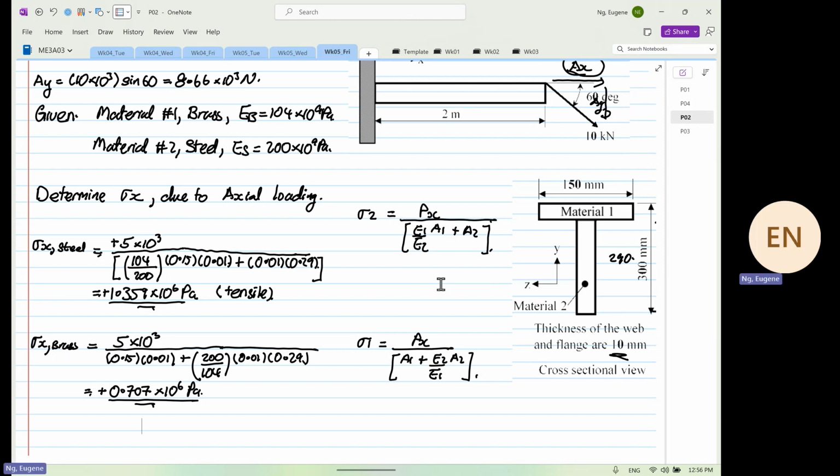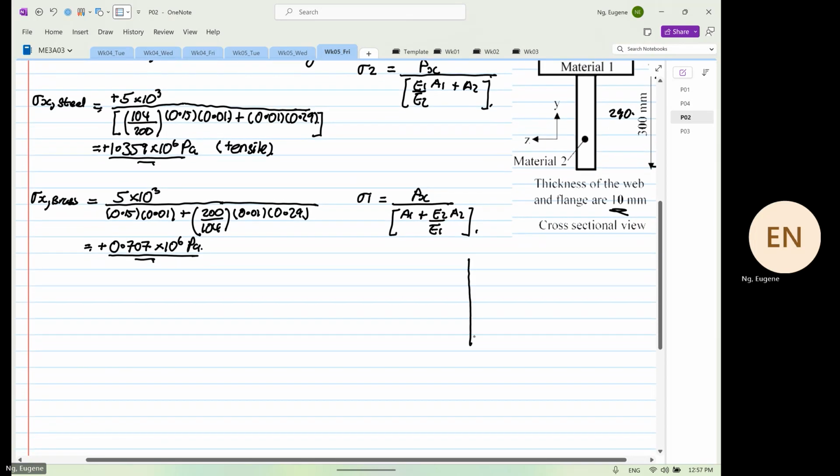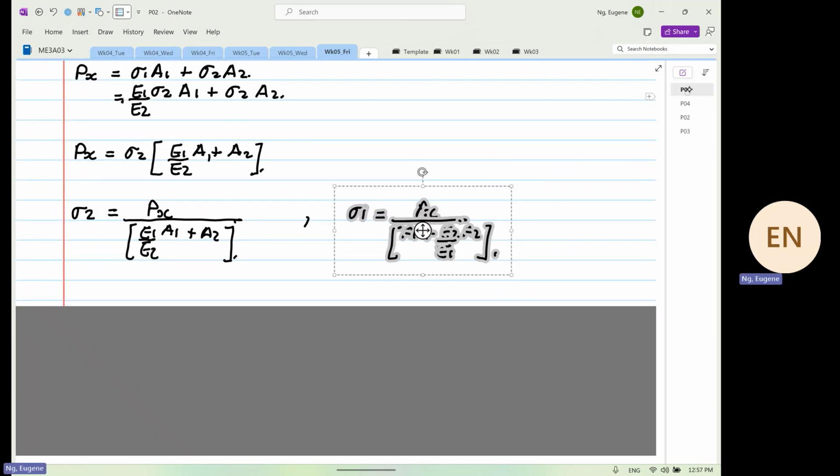We assume that what? What do you assume? Which one is brass? The steeper one or the more gentle one? What do we assume? What do we assume?